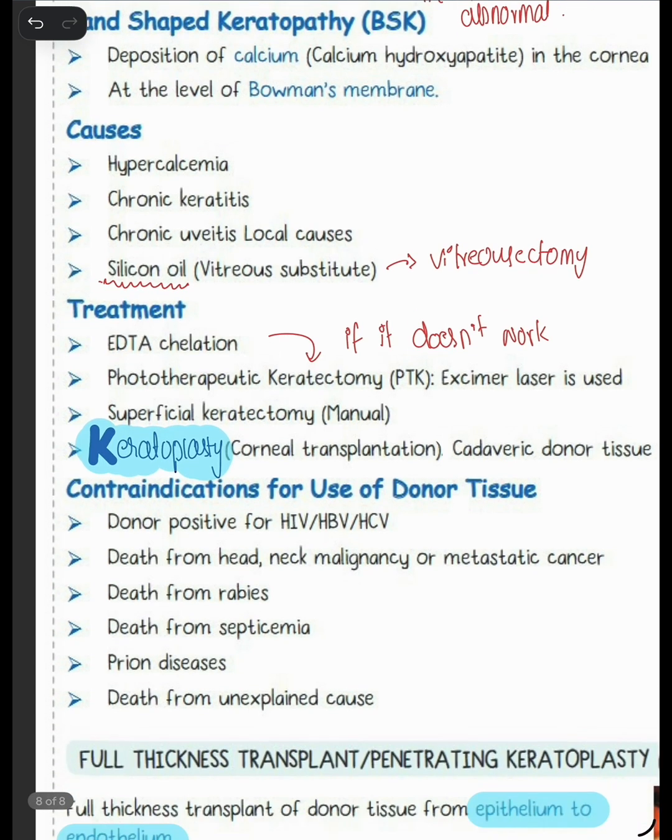So what is the treatment? Treatment is the EDTA chelation. It will chelate the calcium, and if it doesn't work, then we use the phototherapeutic keratectomy, in which the excimer laser is used, and we can also do the superficial keratectomy. The next topic is the keratoplasty. It is the corneal transplantation.